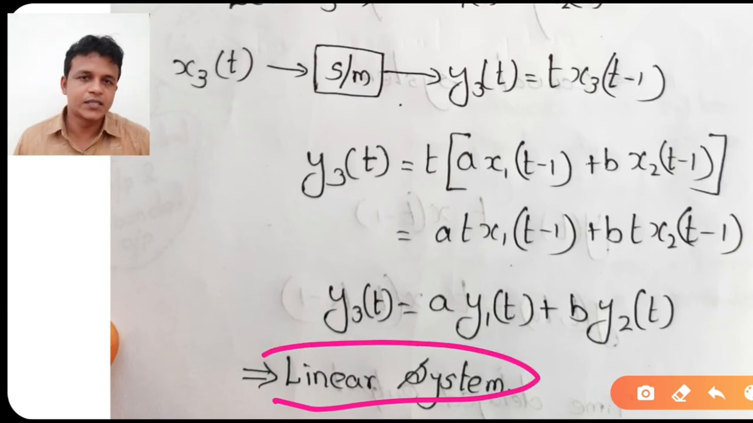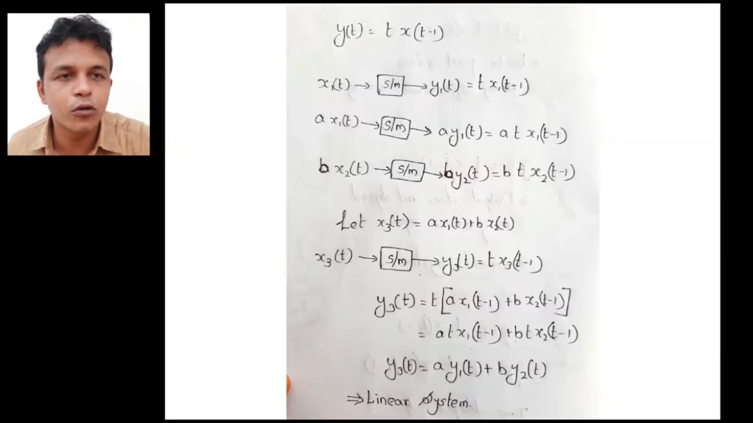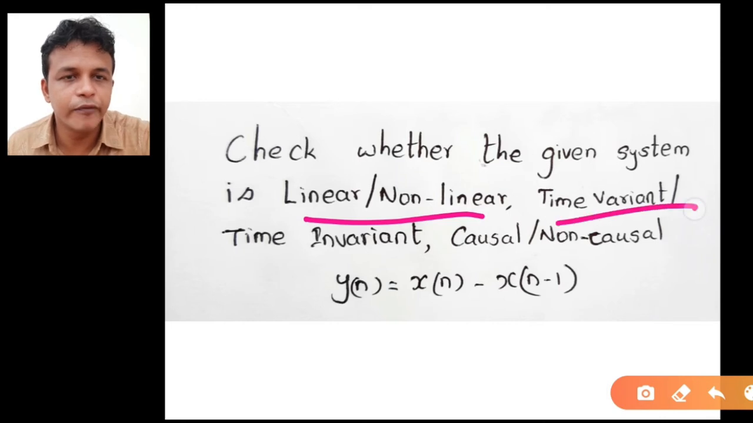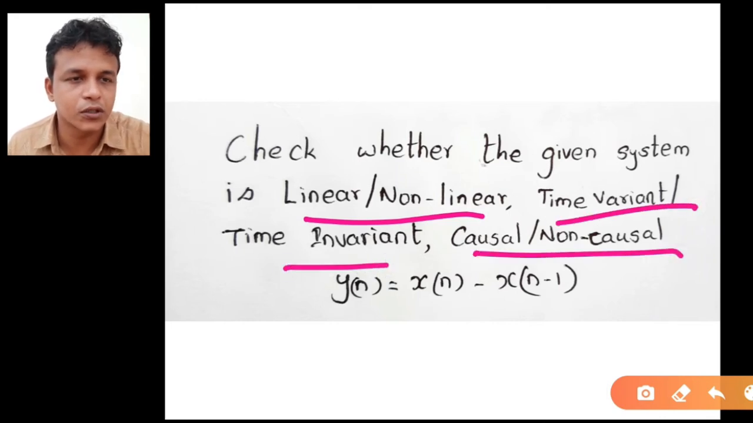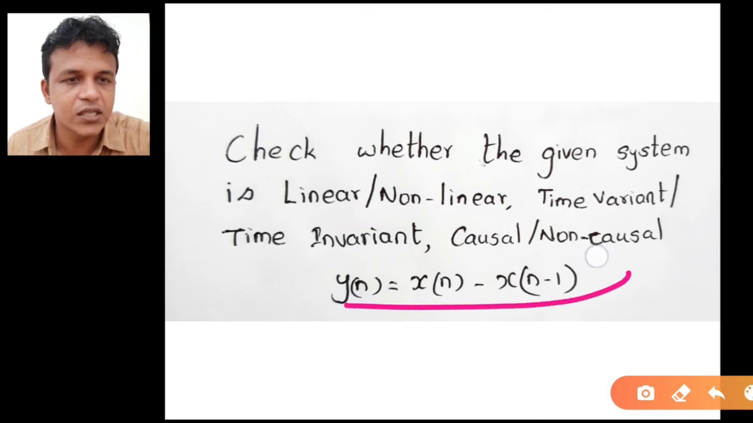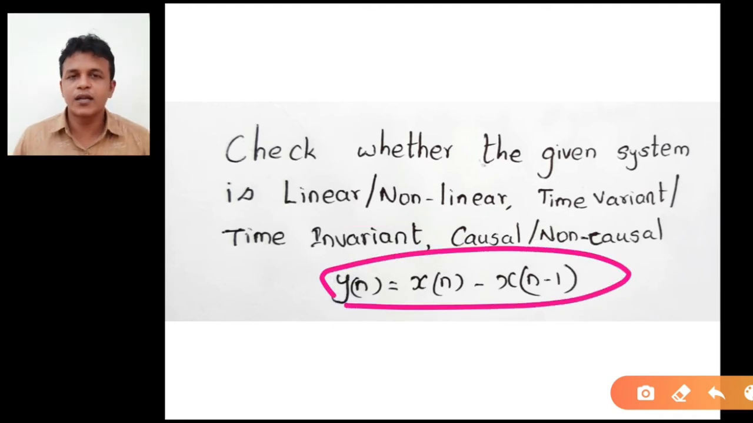Okay. So, this is related to the first problem. Now, let us move on to the next problem. The question is, check whether the given system is linear, non-linear, time variant, time invariant, causal or non-causal, and the system equation is y of n equal to x of n minus x of n minus 1. So, what are the things we can find immediately on looking at the system equation?